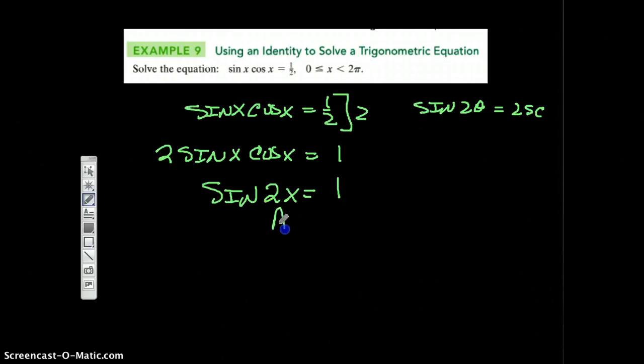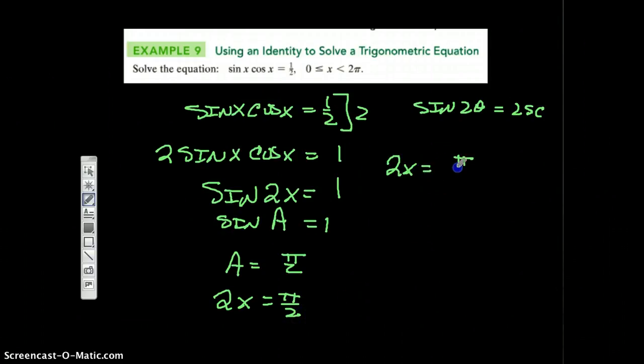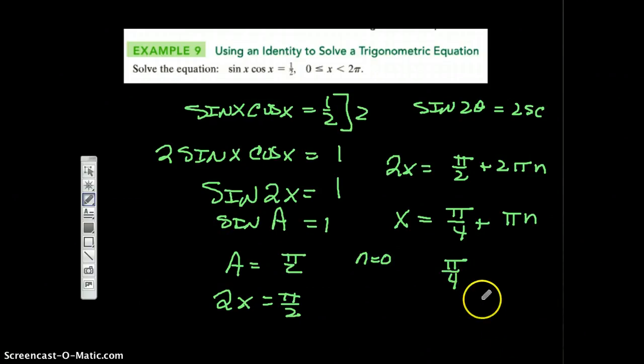And we could just do like we did before, okay? Sine of a equals 1, so a is going to be pi over 2. But hold the phone here. That was really 2x is equal to pi over 2. So let's just do that over here, okay? Pi over 2, remember, plus 2 pi n. Let's divide by 2. Pi over 4 plus pi n. Okay, let's do n is equal to 0. What's our first value? Pi over 4. Okay, very good. That's neat.